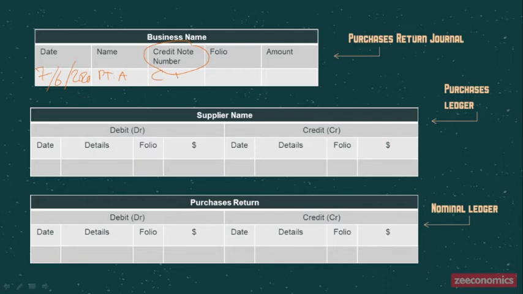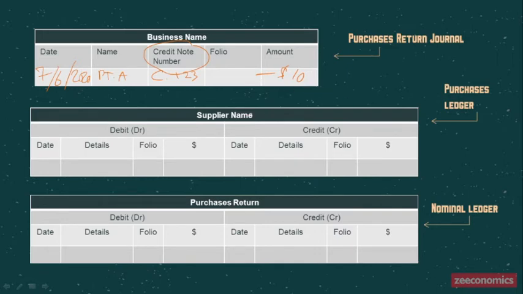For example, C123, folio blank, and the amount that the customer returned to the supplier is, let's say, $10. This is the value of the items that the customer returns to the supplier. Now the next step is to debit the supplier's account in the purchases ledger, based on this credit note.